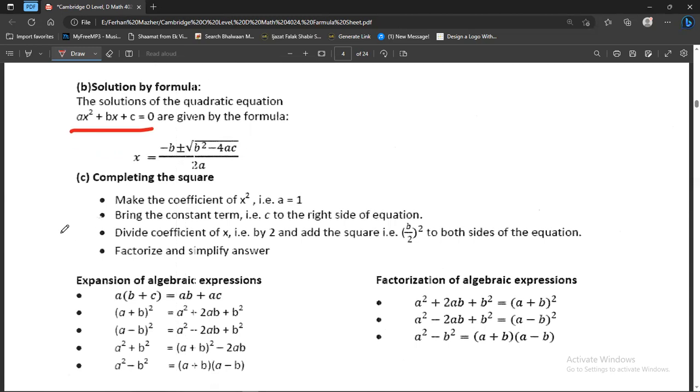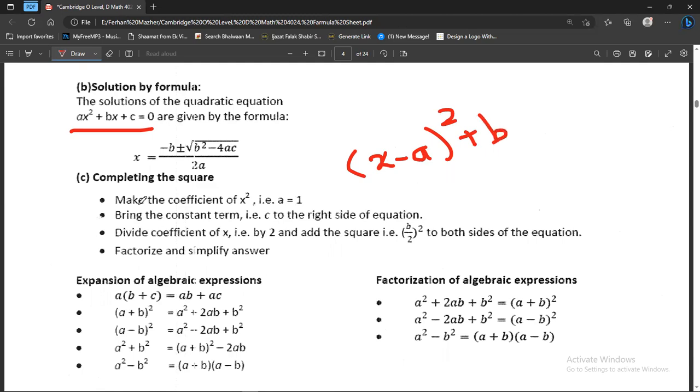Completing the square is to make the coefficient of x square equal to positive 1. That is in our syllabus. In all the completing the squares, x square has a positive 1 coefficient. Bring the constant term, that is c, to the right side of the equation. Divide the coefficient of x by 2 and add the square, that is b by 2 whole square, to both sides of the equation. Factorize and simplify. You see, completing the square, we always get this form of the equation: x minus a, for example, whole square plus b.